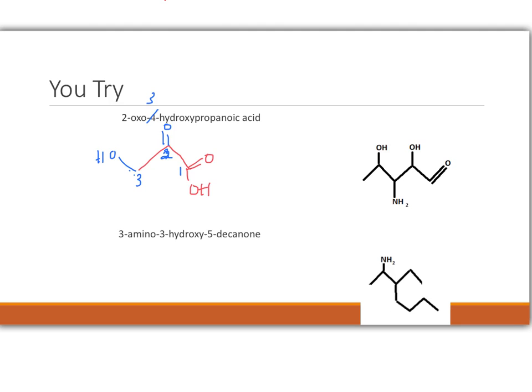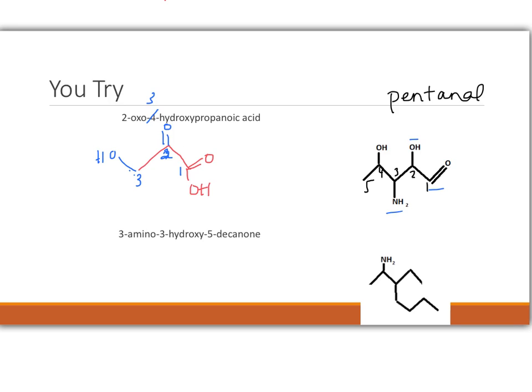Okay. So next one, here we have a picture. I have an aldehyde group, an amino group, and a hydroxy group. Aldehyde is going to take the preference here, so I'm going to start numbering from there. 1, 2, 3, 4, 5. So that means I have pentanal. I don't need to number where that falls because it always has to fall on the first carbon.